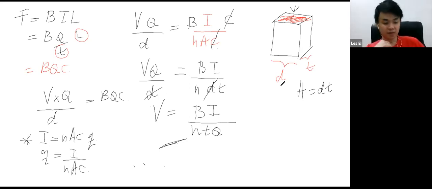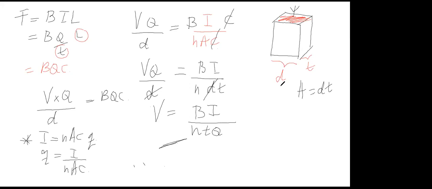So the mean drift velocity in the AS level is given by I equals NAVQ, but then the V is a speed, right? So I just write it as NACQ, and I make the Q the subject, so it becomes I over NAC. You understand over here? Yes, sir.